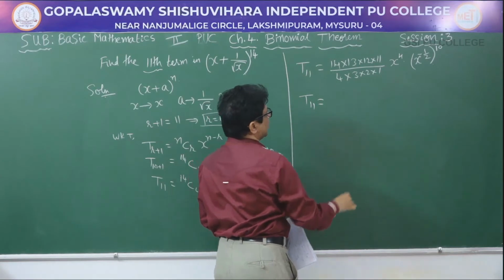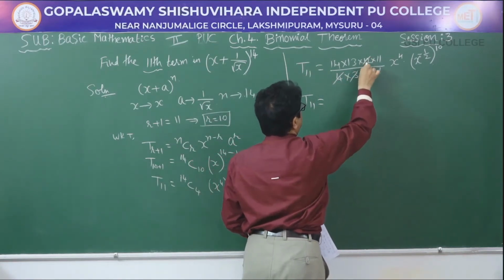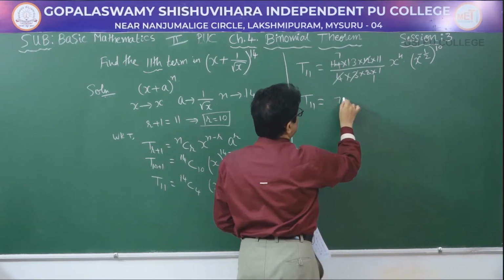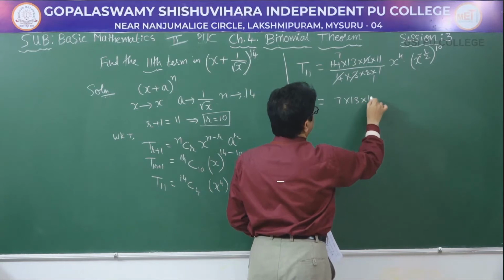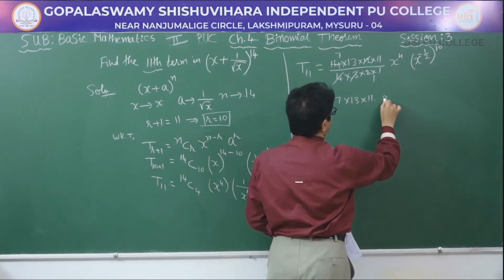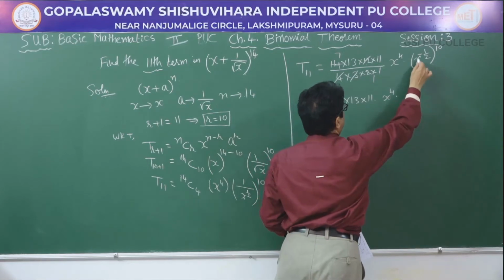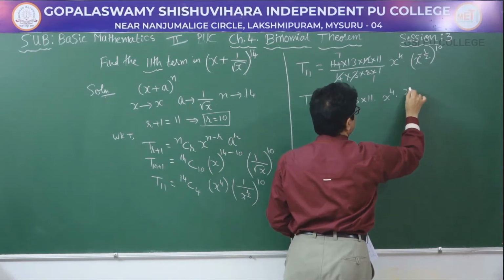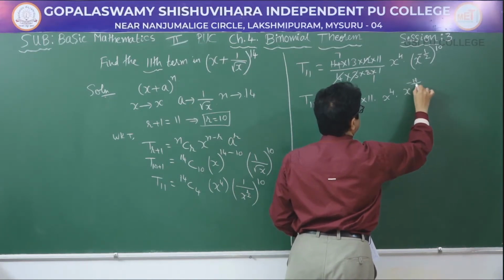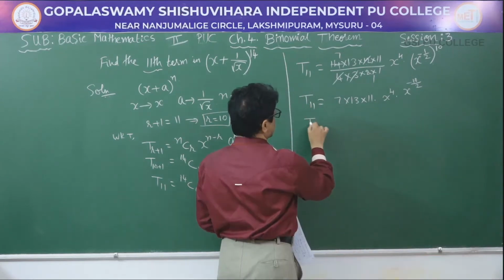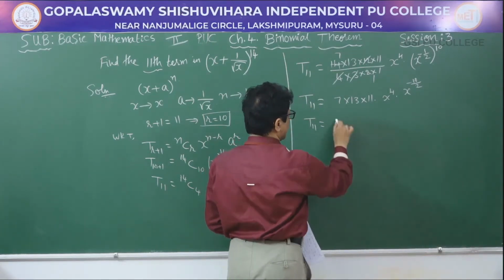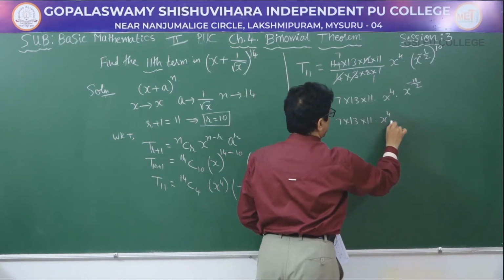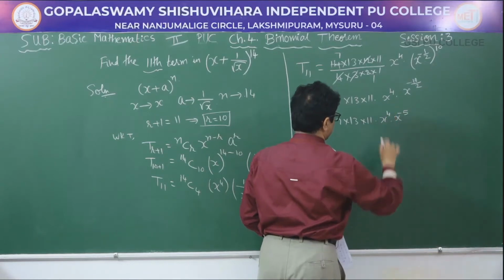So, that will be equal to 4 3s are 12 and 12 will get cancelled, 2 1s are 2, 2 7s are 14. So, 7 into 13 into 11 into x power 4 into, a power m whole power n is a power mn. By using the theory of indices, this can be written as x power minus 10 by 2. So, T11 is equal to 7 into 13 into 11 into x power 4 into x power minus 5.